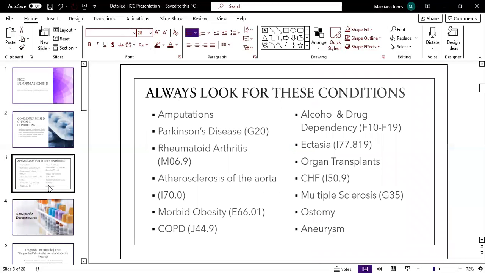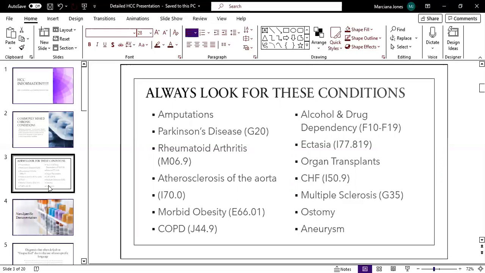Okay, I always look for these conditions. And like I said, these are commonly missed chronic conditions. Amputations. So if you're reading a patient chart and you see they have an amputation, whether it's a toe, a leg, a finger, or arm, you're always going to code the amputation. Always code the amputation. There is a code for it. Parkinson's disease. A lot of times this is missed. A lot of times coders don't realize that this is an HCC code. So make sure you gather Parkinson's. Rheumatoid arthritis. It's also an HCC code.